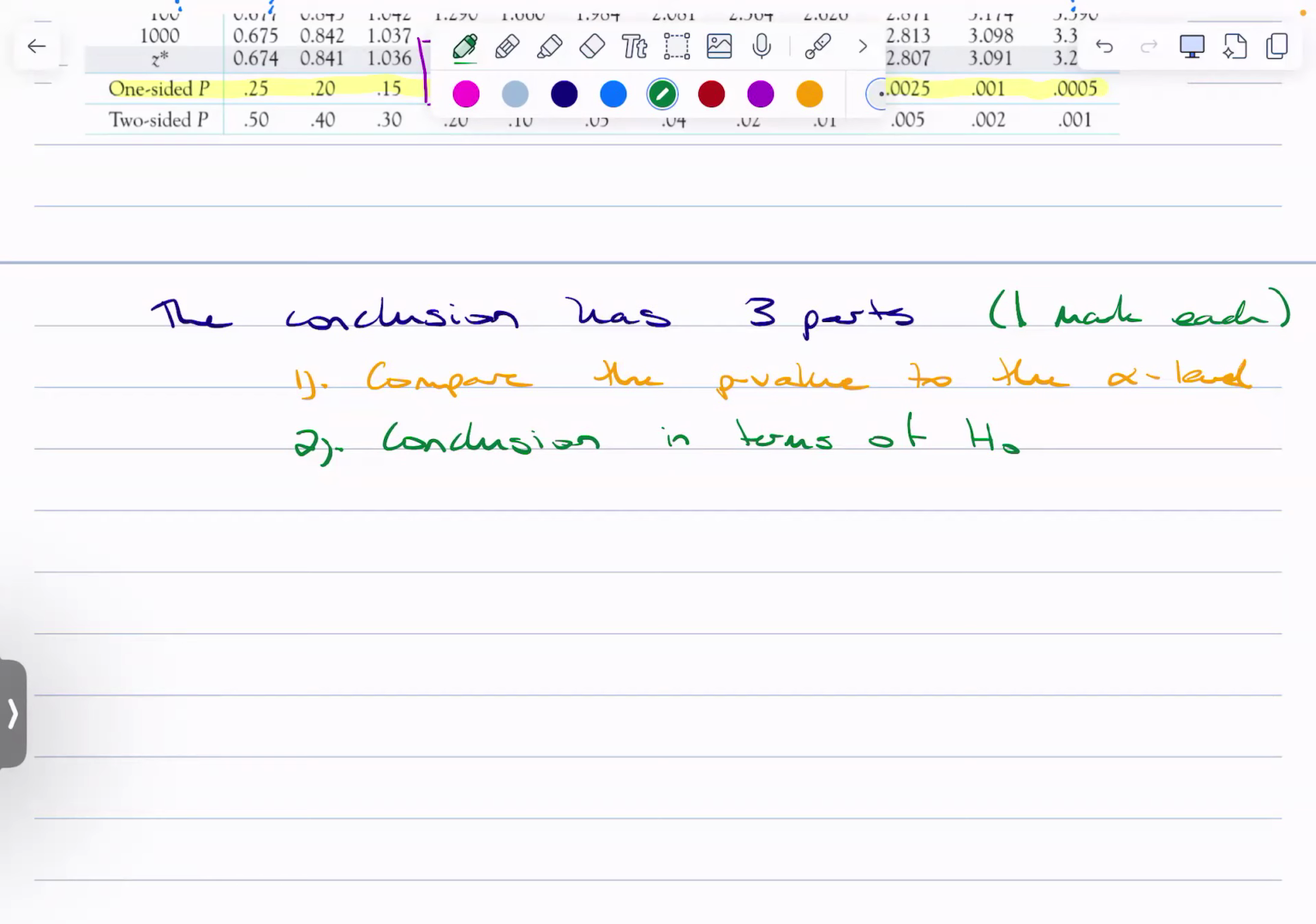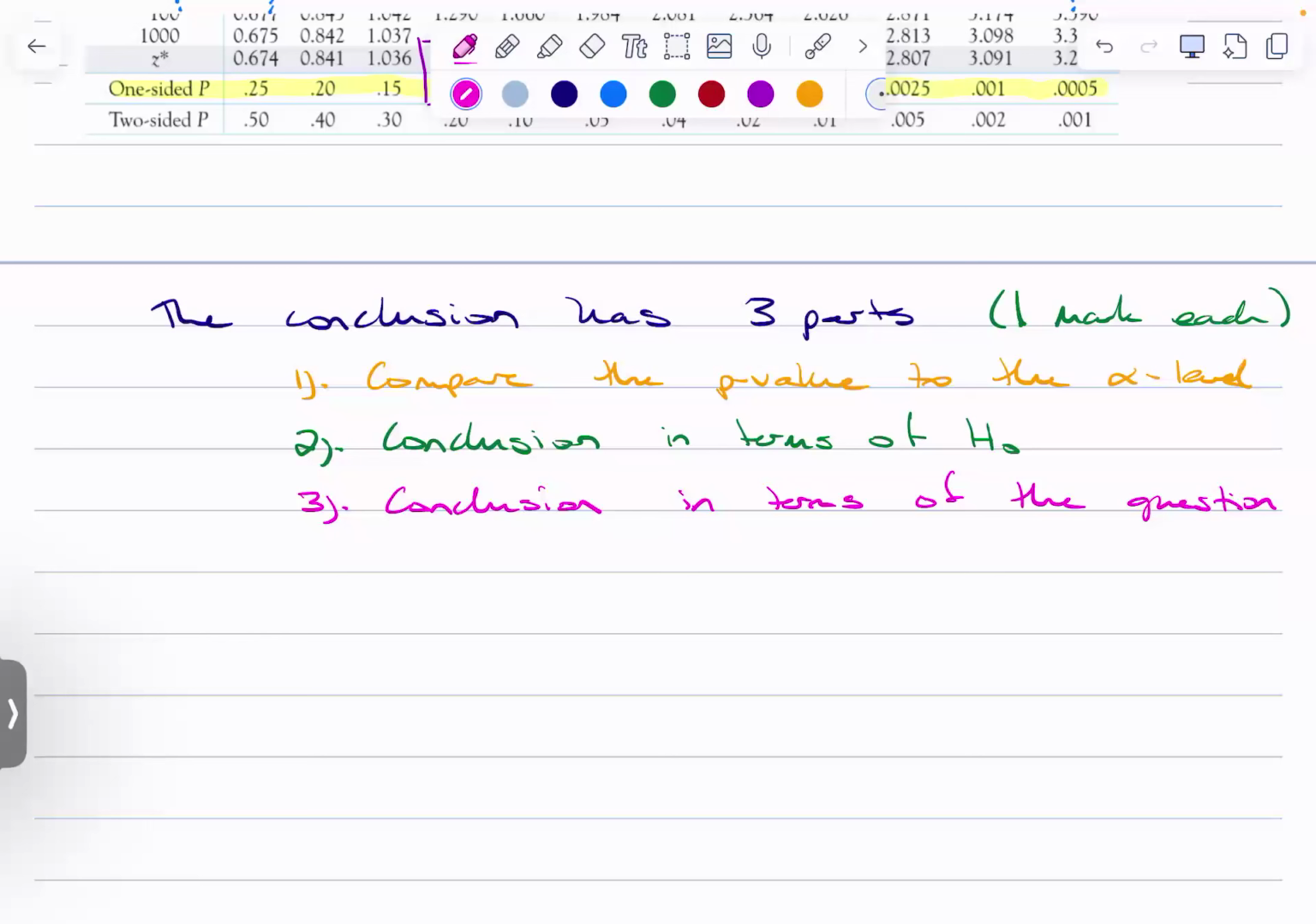And then finally, the one everyone forgets to do. Why would people forget to do that? That's the whole reason, the conclusion in terms of the question. But at this point, you're tired. You've done a ton of work. So then I reject H naught and then you move on. Well, what does that mean in terms of the question? So then your last mark is the conclusion in terms of the question.